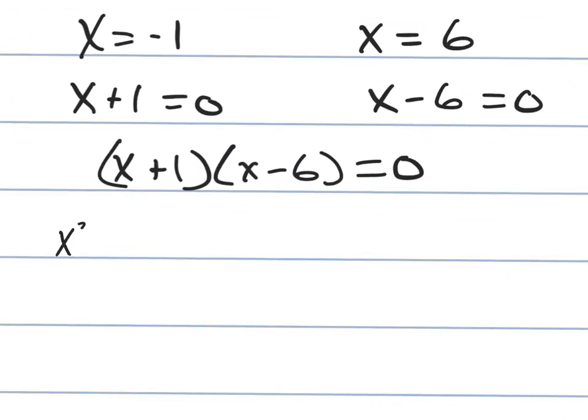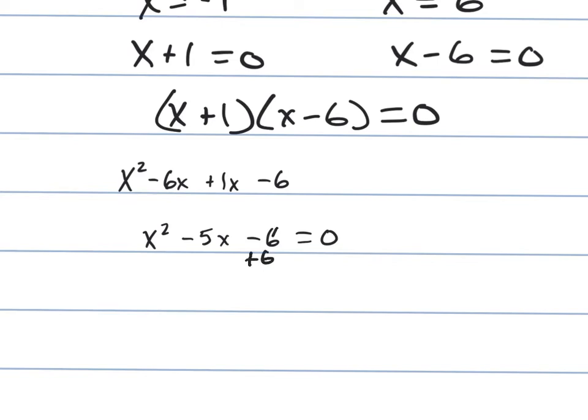Okay, so I'm going to FOIL this out. First times first is x squared. Outer times outer is negative 6x. Inner times inner is positive 1x. And then finally, negative 6. To give me x squared minus 5x minus 6 equals 0. Now remember, if we complete the square, we'll get this to look exactly like we need to. But I'm not ready to complete the square yet. What do I need to do?